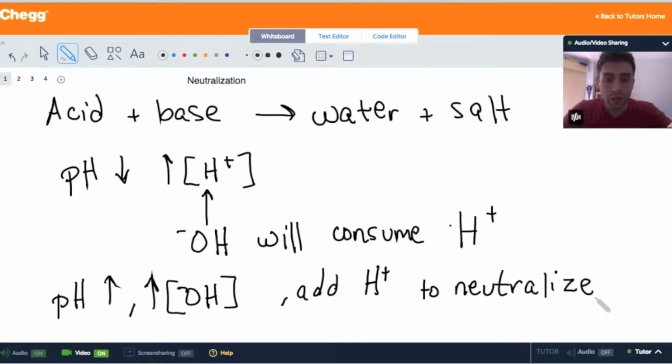So this occurs during titrations when we have a beaker full of either acid or base. Let's say we have a beaker full of acid and we add base drip by drip to neutralize the acid and bring it back towards a neutral pH. And it's the same thing if we have a beaker full of base and we add acid to bring it back down towards a neutral pH.